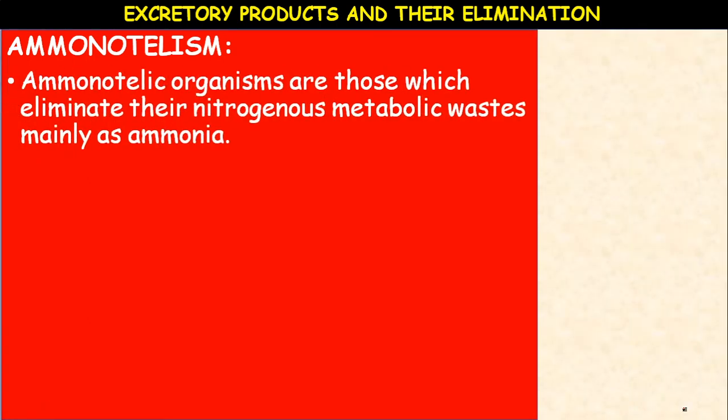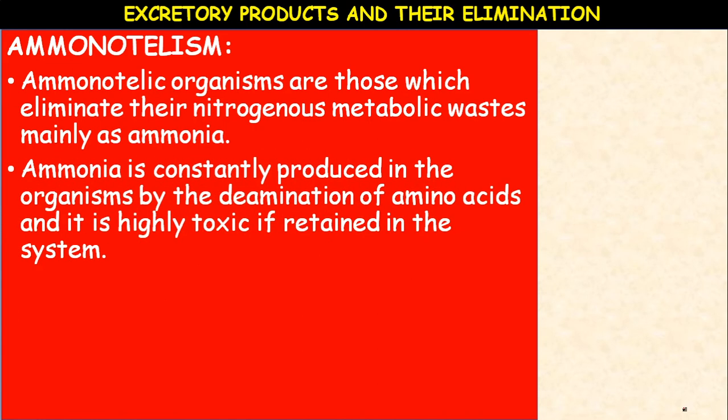First, let us discuss the nitrogenous waste materials. Ammonotelism. What is ammonotelism? The ammonotelic organisms are those which eliminate their nitrogenous metabolic waste mainly as ammonia. Okay, and the phenomenon is called ammonotelism. The phenomenon in which the ammonia is eliminated from the body is called ammonotelism.